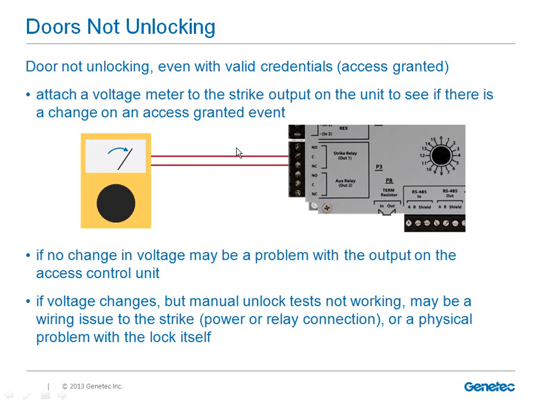If the voltage does change, it might be a wiring issue with the door lock itself, such as the power or relay connection, or a physical problem with the lock itself. They are physical devices, and of course they do wear out over time.